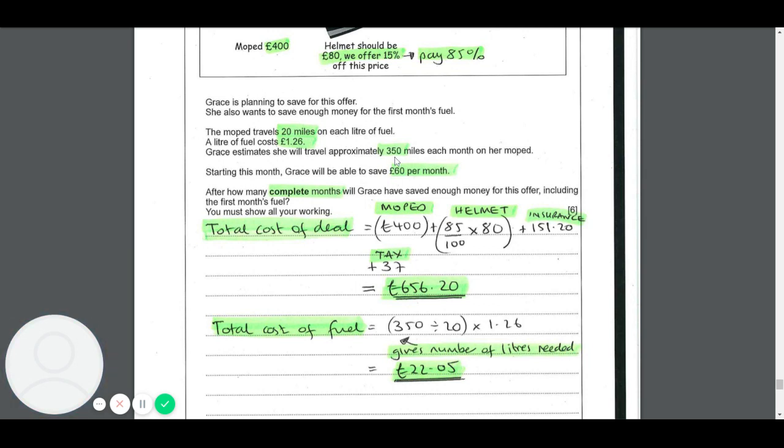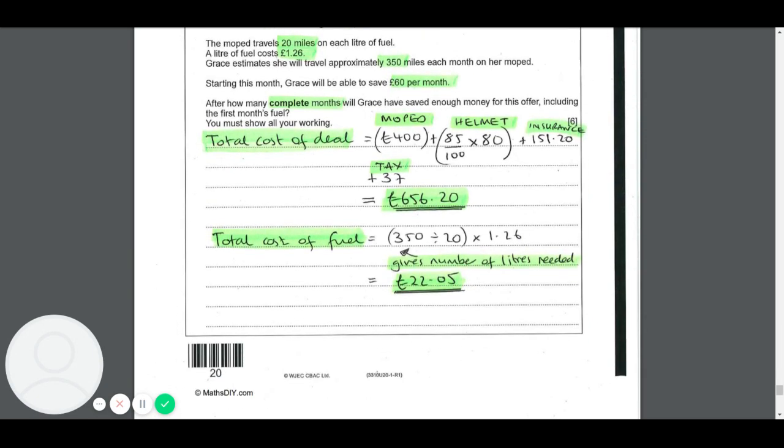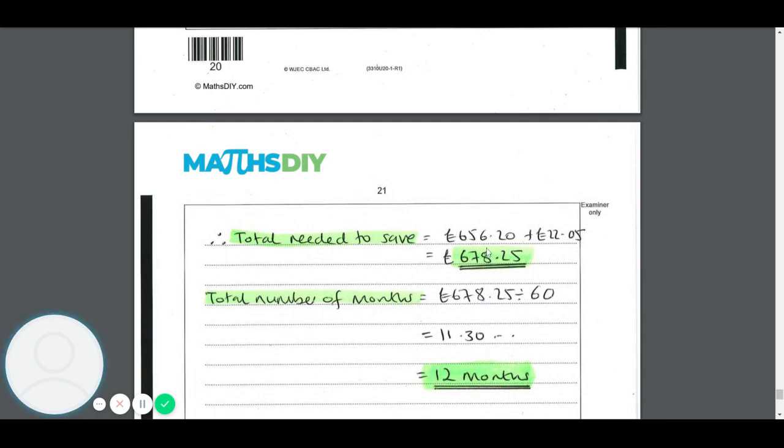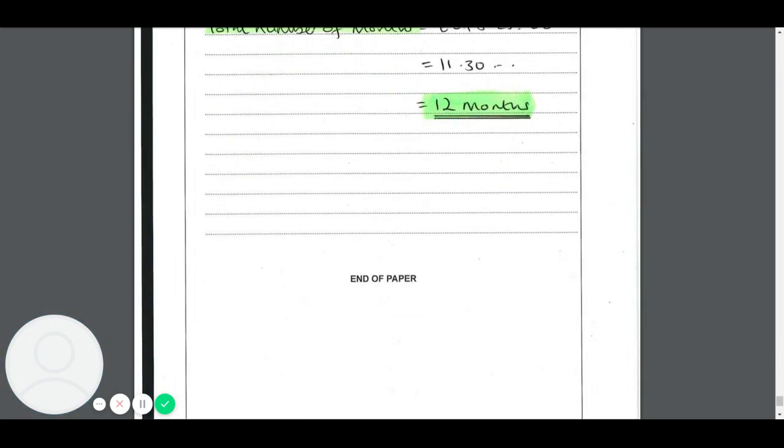So if it's 20 miles per litre, how many litres will she need? 350 divided by 20 will tell us how many litres she needs, and times £1.26 will tell us how much it'll cost. So that costs £22.05. Add those together, that's going to be a total cost. And then divide by 60, because she can save £60 per month. And it's 11 point something, which means she's going to have to wait 12 months, an entire year, before she's got enough money for this.